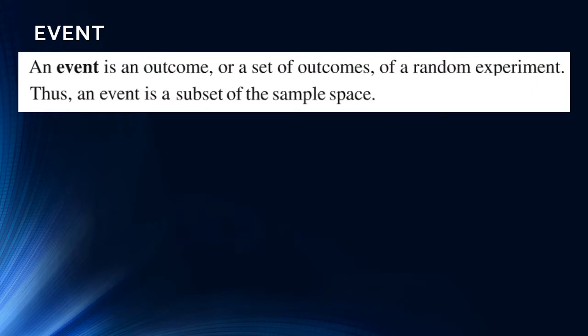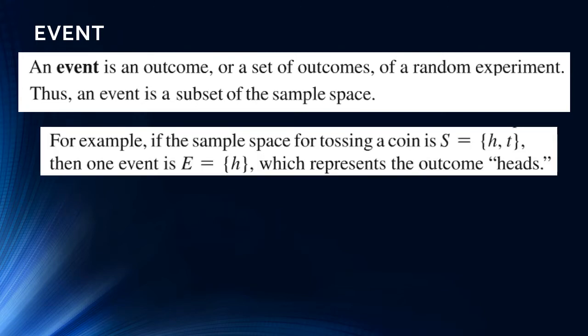An event is an outcome or a set of outcomes of a random experiment. Thus, an event is a subset of the sample space. Remember, the sample space is all the possible outcomes. An event is a specific outcome or group of outcomes. For example, if the sample space for tossing a coin is heads or tails, then one event is heads, which represents the outcome head. So I might try to find the probability that I toss a head.